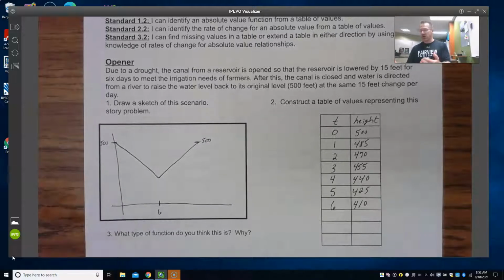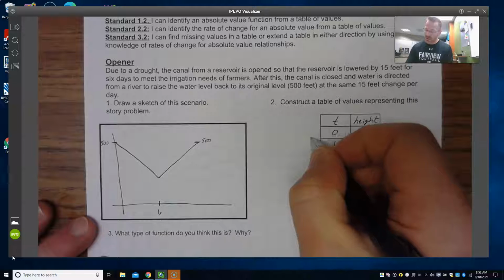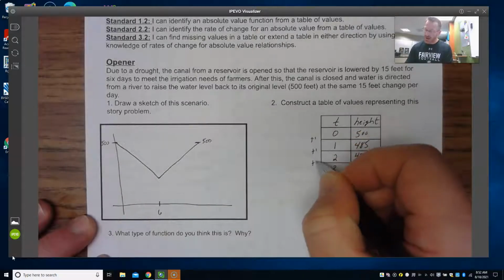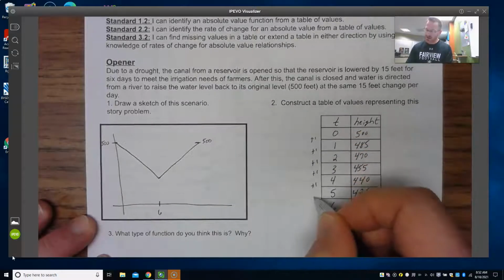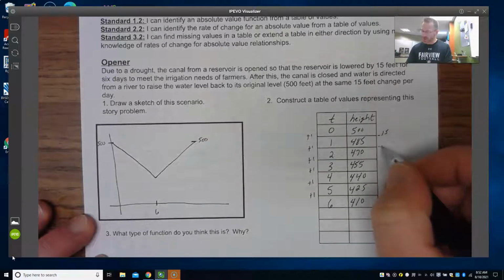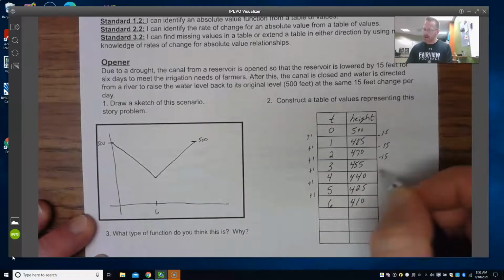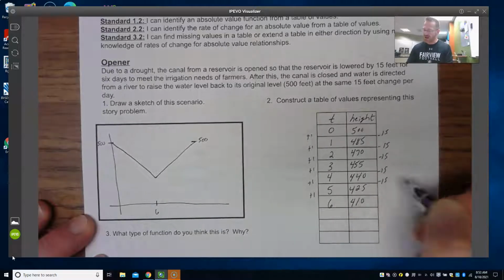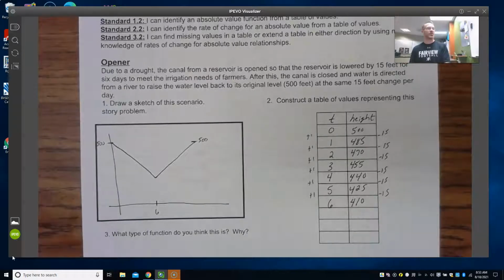And this is now, if we think about our rates of change and what we've talked about with linears, we can see that all my x's right here are going up by 1. And then all my y's are changing by going down 15. So we see we have that constant rate of change. Negative 15, negative 15, negative 15. So it looks linear. But here's why it becomes absolute value.